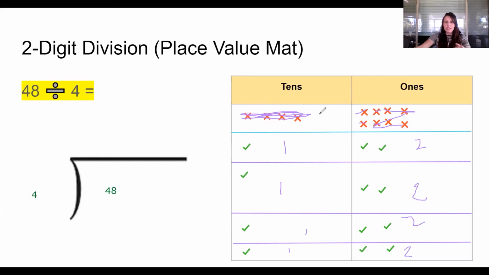So essentially, if we look at our place value mat, we are saying that 48 divided into 4 groups will give us 12 in each of our groups. So our answer is going to be 12. Now let's try this using the standard algorithm.